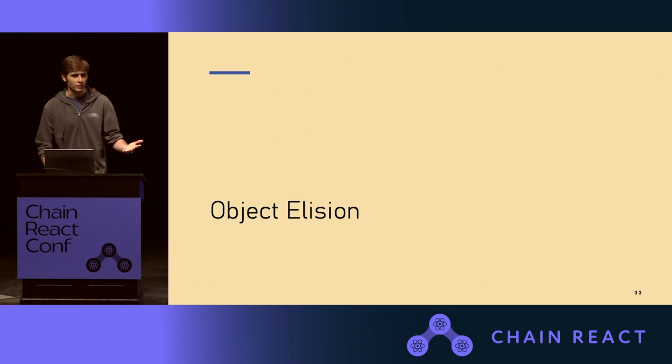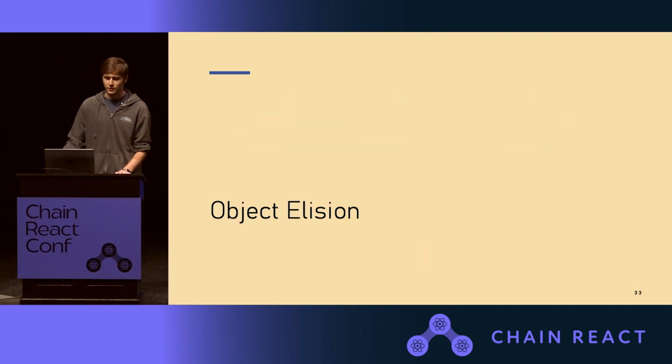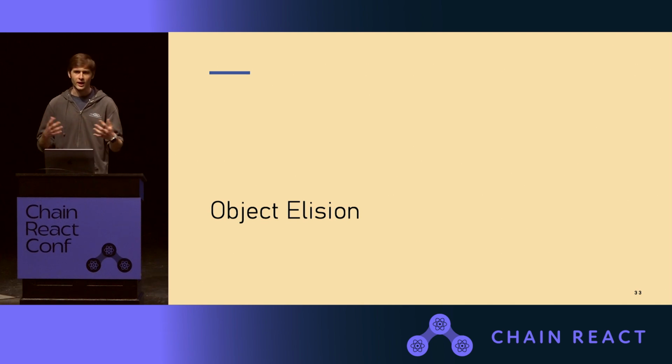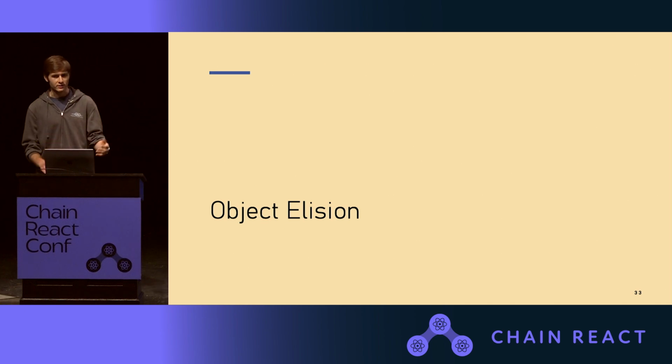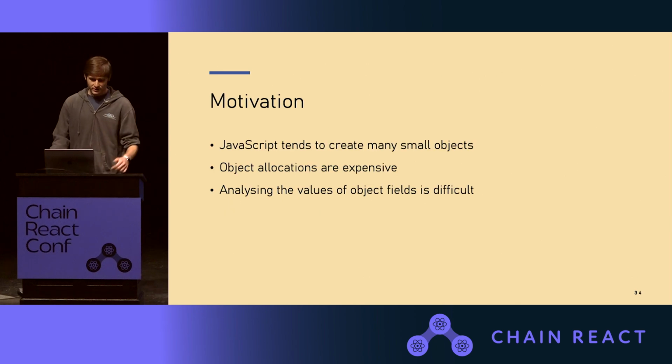So the last optimization I want to talk about is something called object elision. Object elision is also a conceptually simple optimization that helps break down abstractions in your code. It identifies objects that are only being used within a certain function and turns them into a sequence of local variables instead. So each field in the object is just turned into a local variable within the function where that object previously was.